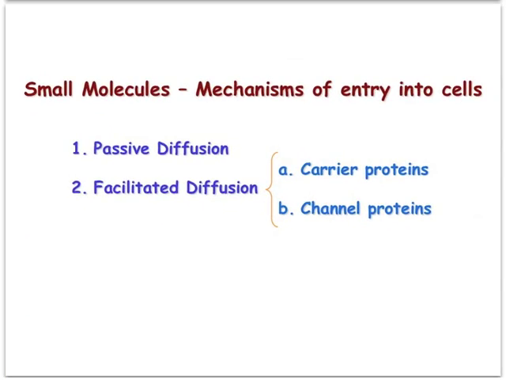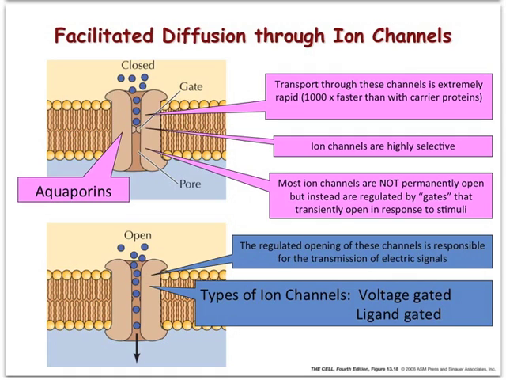Let's take a look now at facilitated diffusion by channel proteins. Facilitated diffusion through ion channels is extremely rapid. It can be 1,000 times faster than facilitated diffusion through carrier proteins. Ion channels can be extremely selective, and the opening and closing of these ion channels is regulated by gates. This implies that those channels are not permanently open. Instead, they open only transiently in response to stimuli.